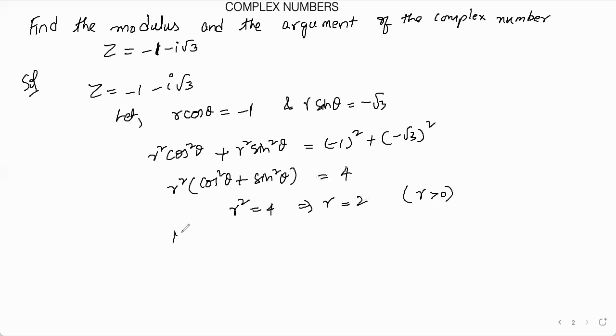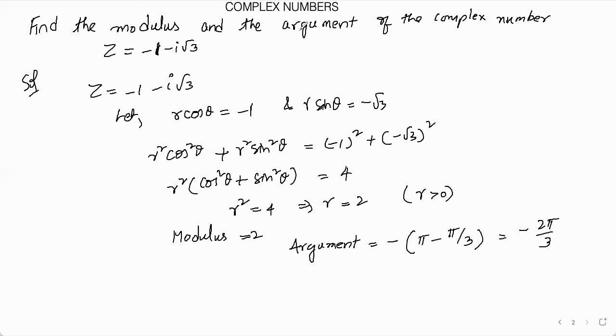So the modulus is 2. Now since both sin theta and cos theta are negative, and sin theta and cos theta are negative in the third quadrant, the argument will be minus of pi minus pi by 3, which is equal to minus 2 pi by 3.